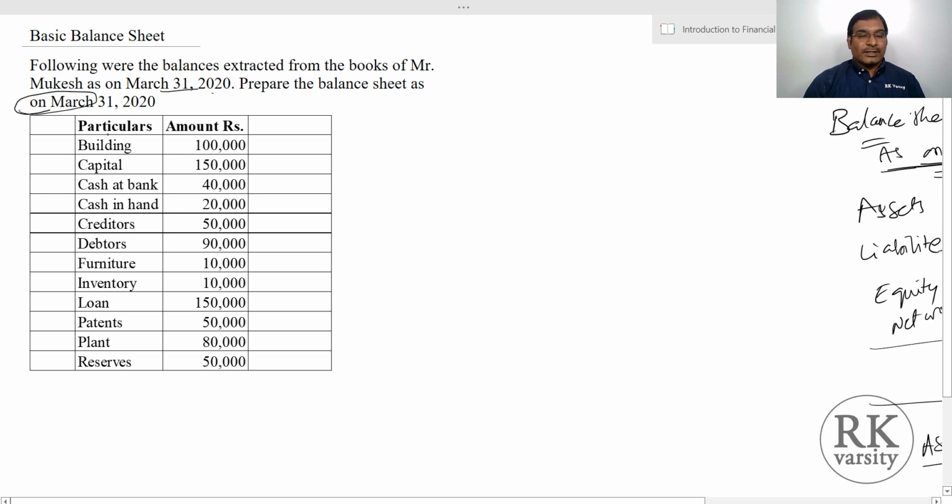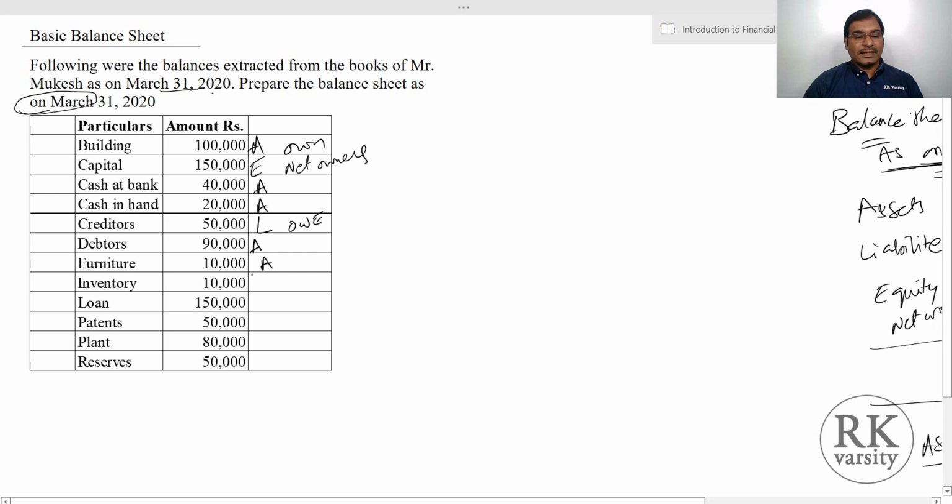So first thing that we do is we try to identify each account or item and which account it belongs to. Let us take the example of building. Building is an asset that the business owns. Capital is the equity that belongs to the net worth or owners. And cash at bank is an asset that the business owns. Cash in hand is again an asset. Creditors are the individuals or businesses to whom Mr. Mukesh has to make a payment. So this is a liability, because creditors are those to whom we owe. Debtors are those from whom we have to receive money. So this is an asset.